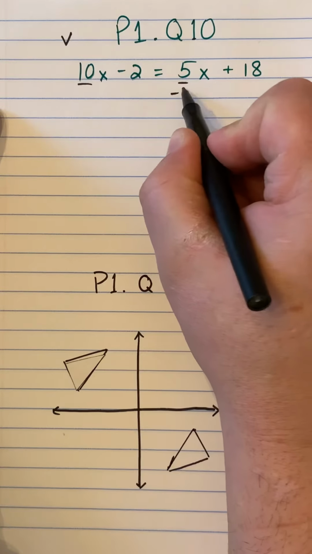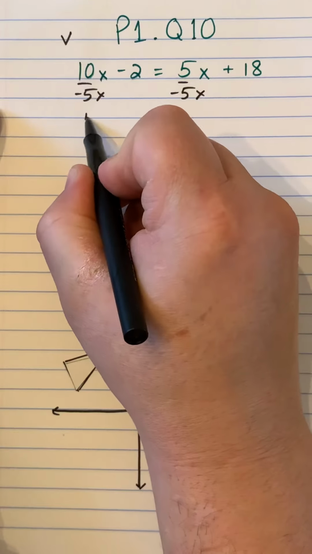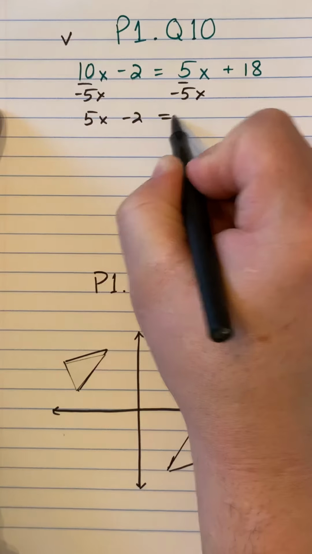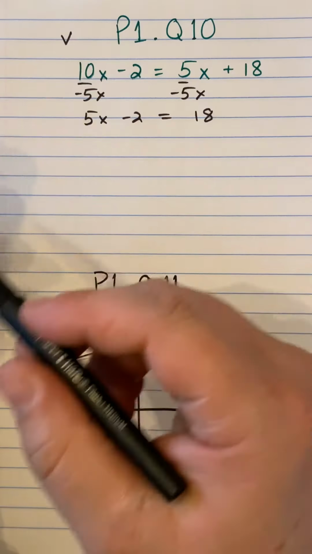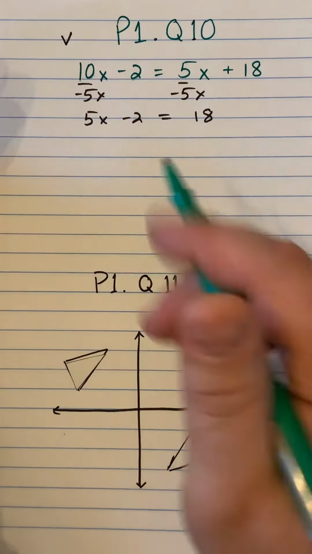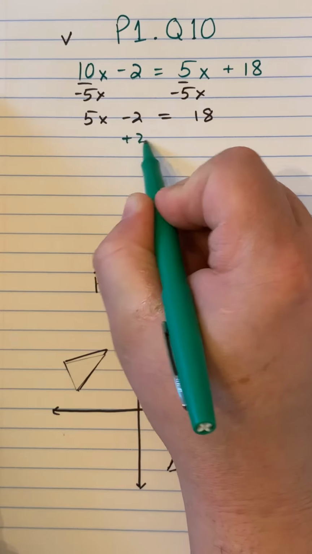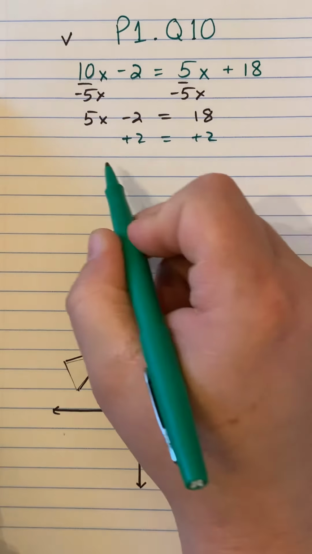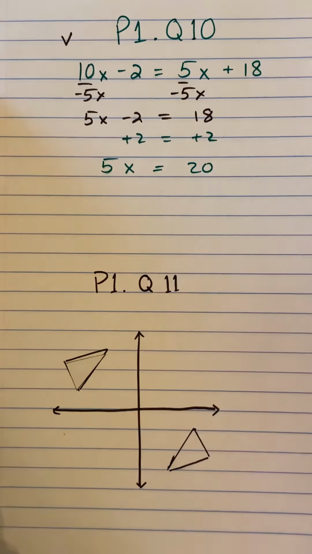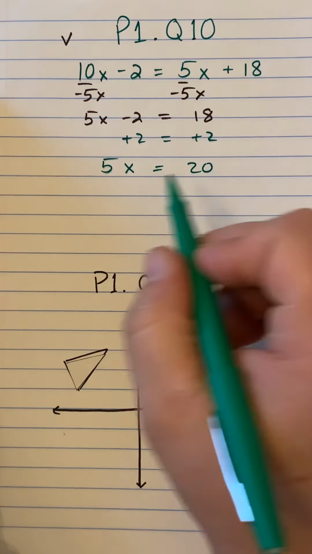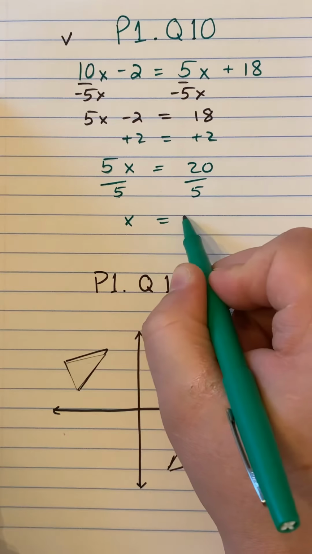So let's take this 5x away from both sides, and that will give us 5x minus 2 equals, and now we just have 18. So now that we're trying to get the 5x on the left, we need to get rid of this constant, so it's subtracting 2, so we're going to add 2. And if we add 2 on both sides, we end up with 5x equals 20. Now it's a simple one-step equation. Divide by 5, divide by 5, x equals 4.